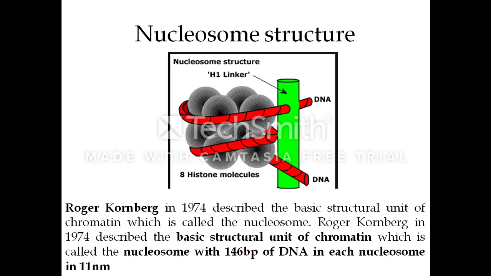After observing the chromomere structure in 1974, the scientist Roger Kornberg described the structural unit of the chromatin, which is called the nucleosome. These chromomere structures were studied by Kornberg, and he said that these chromomeres have a basic structural unit, and these basic structural units were termed nucleosomes. In 1974, he described the basic structural unit of chromatin, which is called the nucleosome.